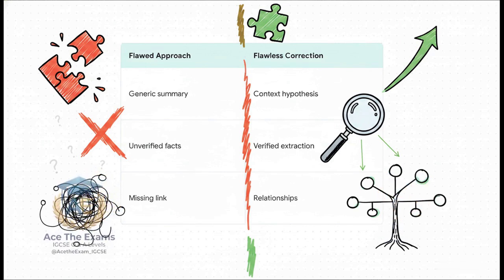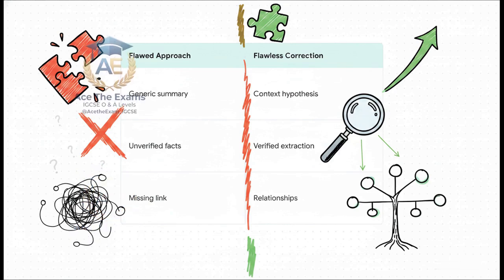Now, look at the flawless correction on the right. This approach uses a context-specific hypothesis that is directly, inextricably backed by verified data extraction from the actual text. They didn't just list facts in a vacuum. They interpreted the dynamic relationship between those facts and the author's specific opinion. They showed the examiner exactly how they arrived at their conclusion. That is the exact path to securing full marks.